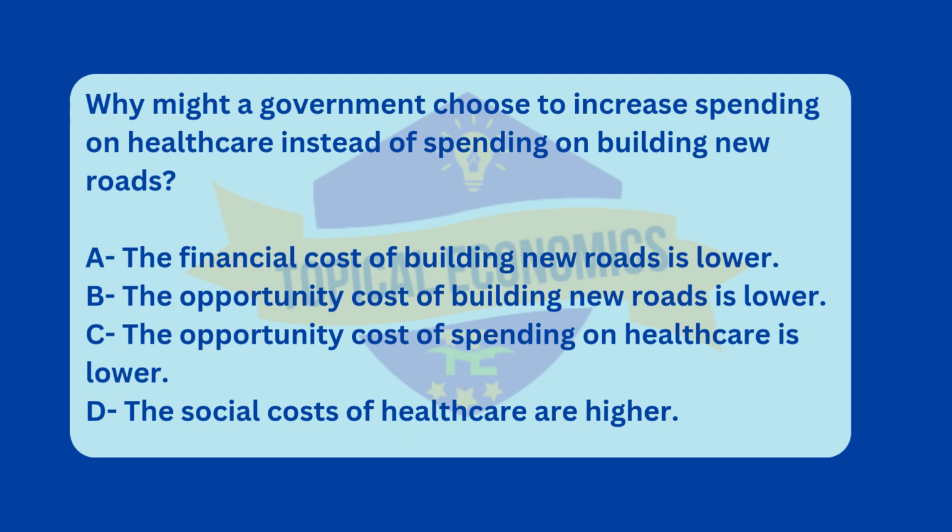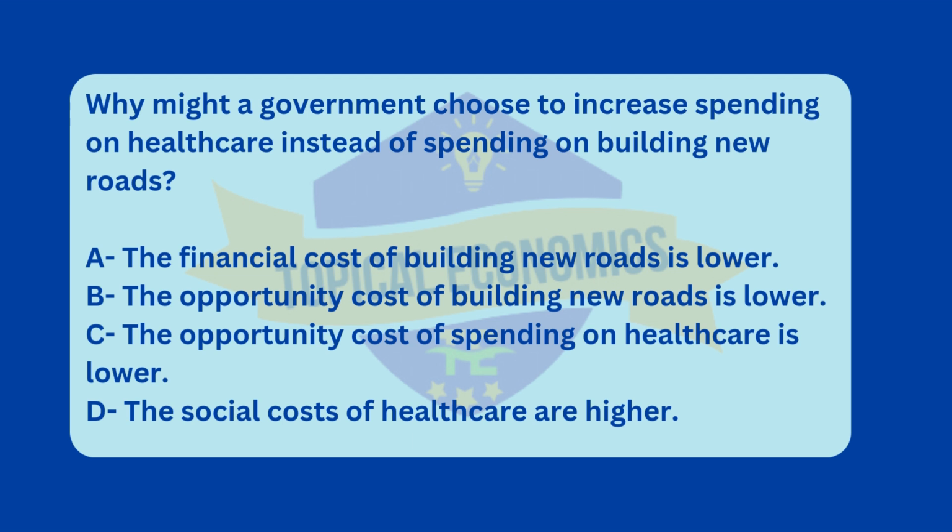If the government's priority is addressing public health issues or reducing the burden on the healthcare system, then the opportunity cost of spending on healthcare, in terms of benefits foregone from roads, is relatively lower. Analyzing the other options. Option A.